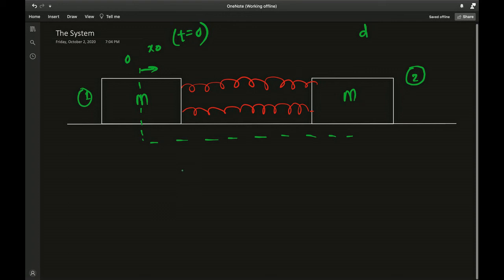Okay, now let's get more general, because now we have to find equations of motion. So assuming that the displacement of mass 1 from this reference point 0 is an arbitrary distance, say x1, and at the same time the displacement of mass 2 is x2.